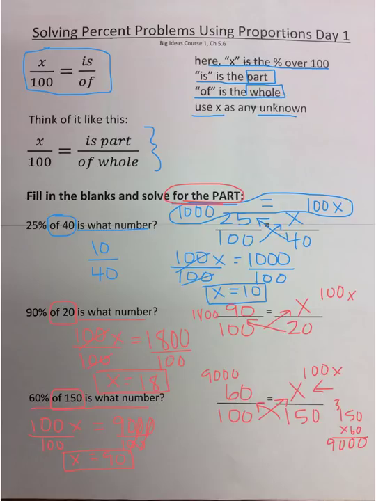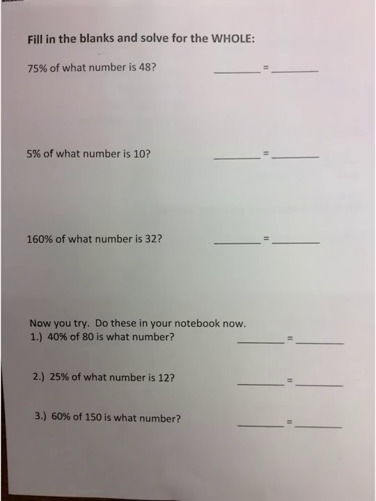All right, let's turn that over to the back. And this time we're going to solve for the whole. I think that green's going to be hard to see. I'm going back to blue. All right, so now we know the percent, 75%. Put that over 100. The percent automatically goes over 100. Of what number? Now we don't know the of. We'll put the X on the bottom. Is 48. See how the 48 is kind of connected to the is?